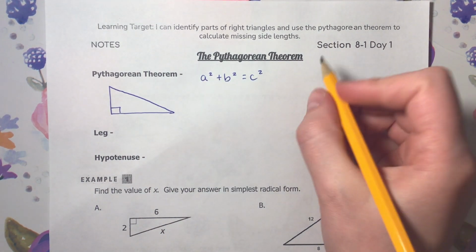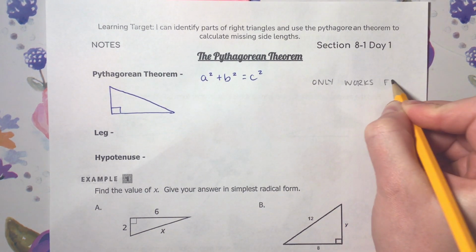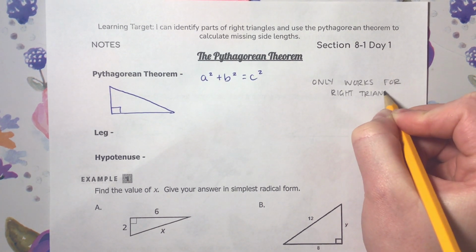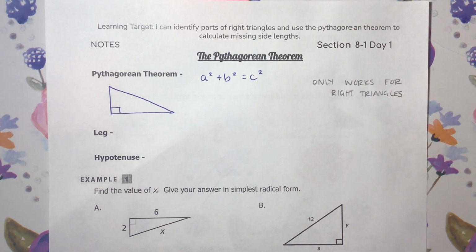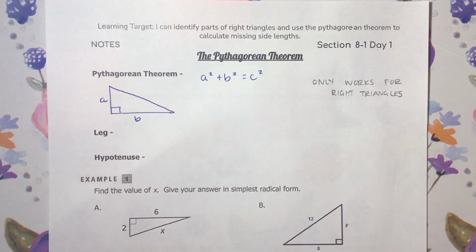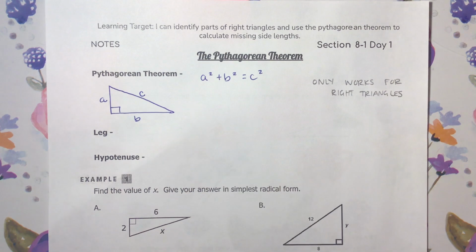So I'm actually going to go ahead and write that out. Only works for right triangles. That is important. Okay, it only works for right triangles. And essentially what this is saying is if you have two legs of the triangle, we'll call those A and B, if you square them, that is going to equal the length of the longest side, or the hypotenuse, C squared also. So let's identify those parts of a right triangle.